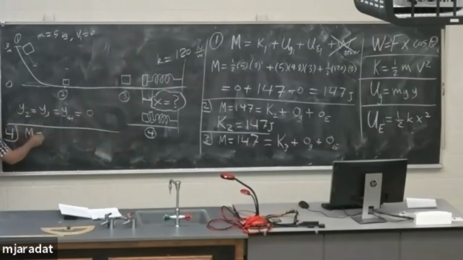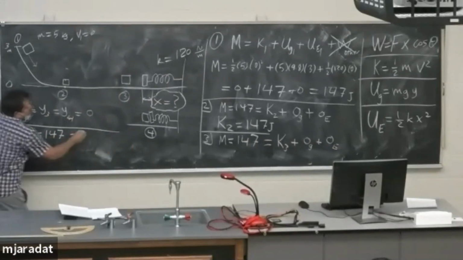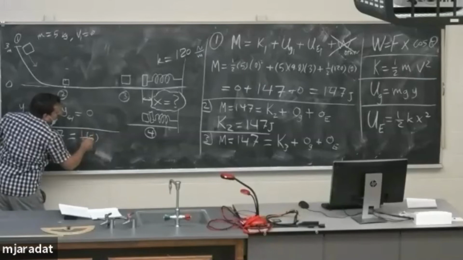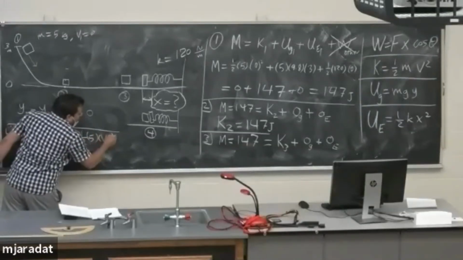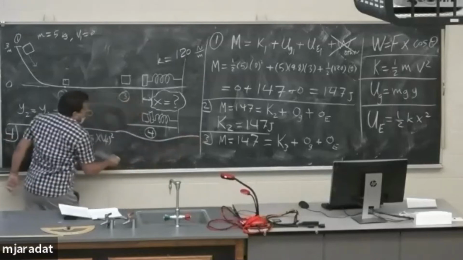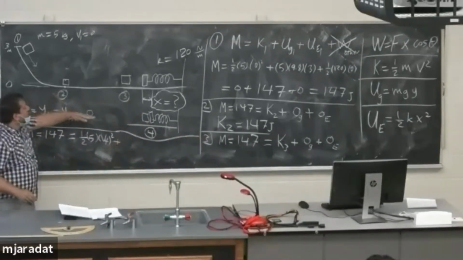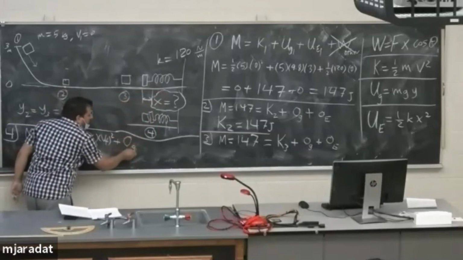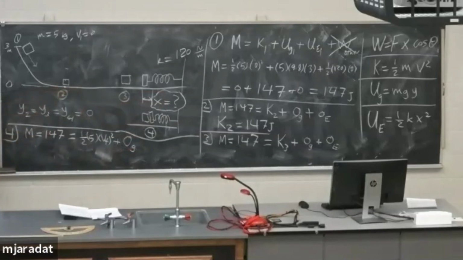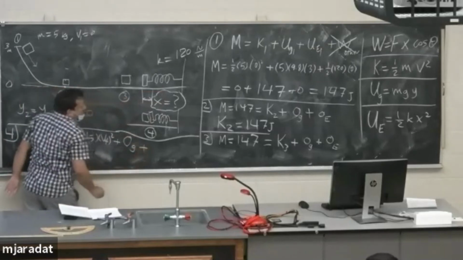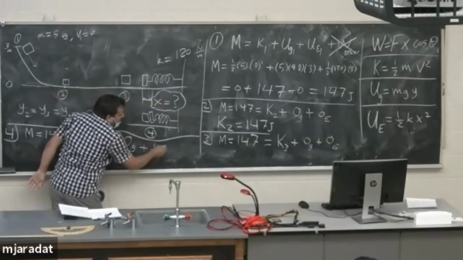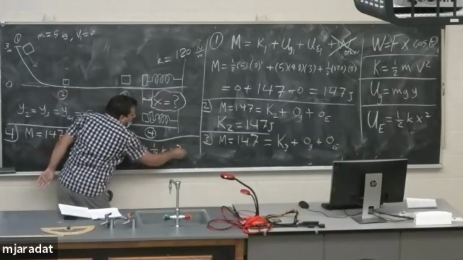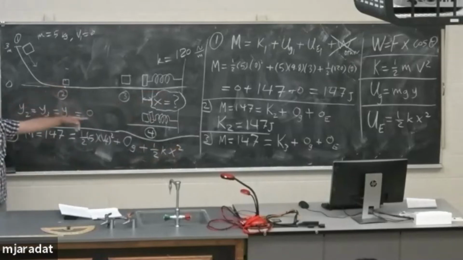The mechanical energy is still 147. It is equal to the kinetic energy, which is 1/2 5 V4 squared, plus, how much the potential energy here due gravity? It is 0. We are at the same altitude. What about the elastic potential energy? Okay, it is 1/2 K x squared. K is given. X, we don't know X, but we can find it.